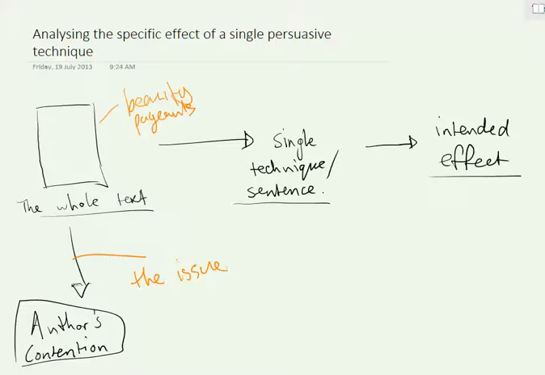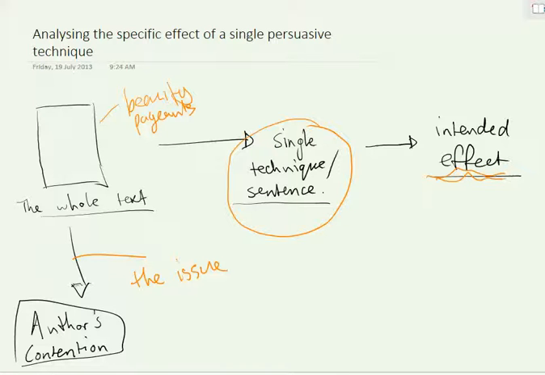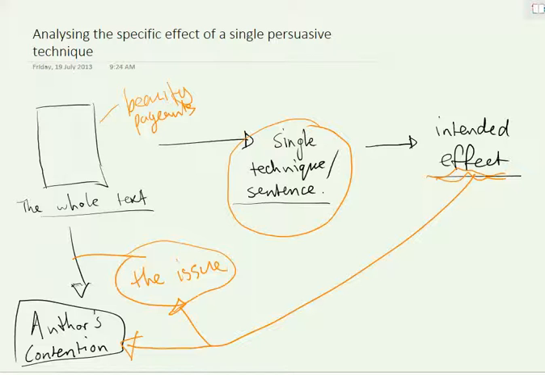Then you pick out your single technique or sentence, right? And you've got to analyse the intended effect of the techniques that are in that sentence, or what's going on. Because, to be honest, as I've told you, it wouldn't be in there if it was a waste of time. Now, what you've got to remember is that this intended effect will be certainly related to the author's contention and the issue. Right? So if you don't make a note that relates to these two things when you're talking about the intended effect of these techniques, then you're not doing it right. That's the difference between being specific and vague.